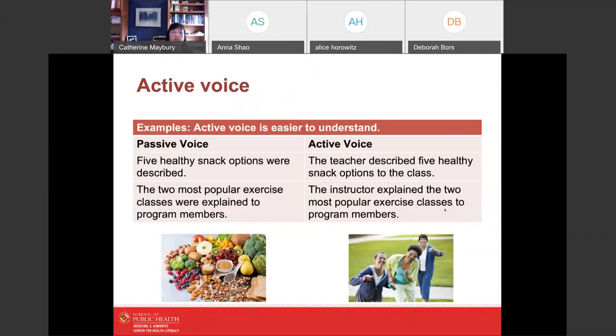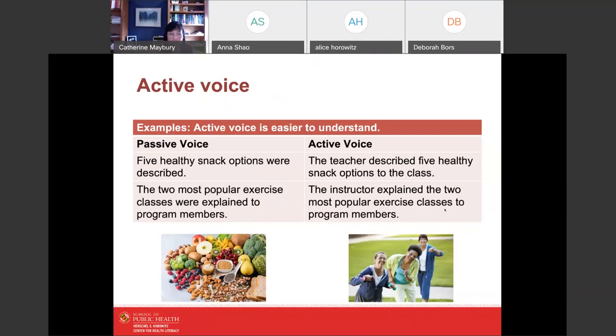In the first one, five healthy snack options were described. What we don't know is who was describing them to whom. When we rewrite the sentence the way we would speak, we'd say the teacher described five healthy snack options to the class. So we know who is performing the action and who is receiving the action. And again, the bottom line is we want to avoid the passive voice because active voice is easier for people to understand.